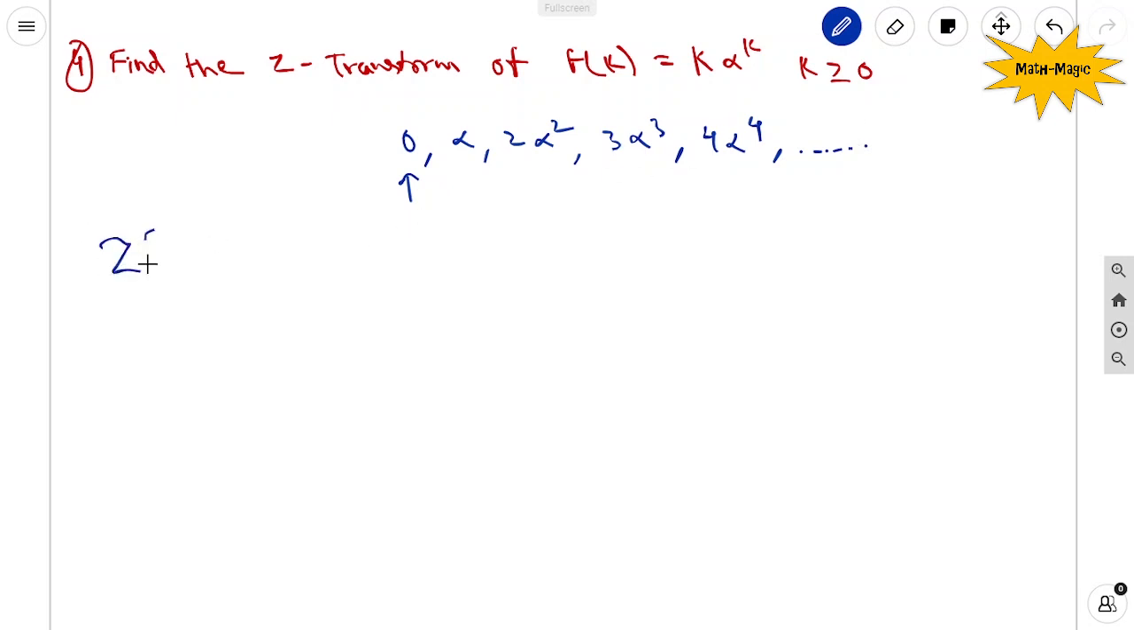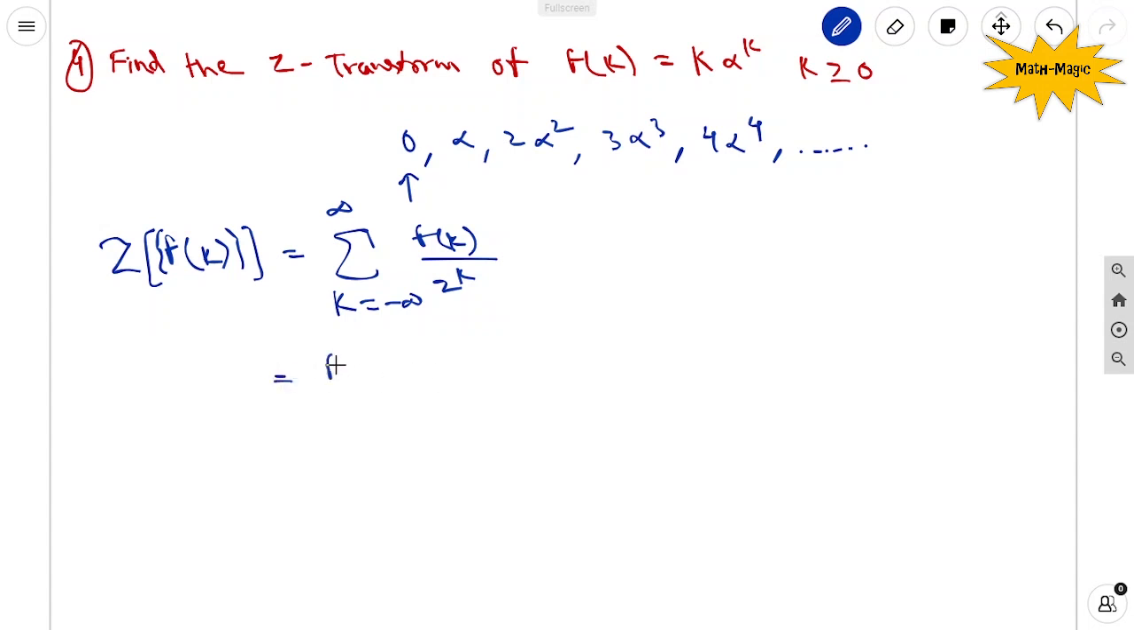We have to find the z transform of the sequence f of k. So the z transform of sequence f of k is given by the summation of k equals minus infinity to plus infinity of f of k upon z raised to k. So now this is equal to f of 0. We are not talking about negative integers, just because the sequence f of k is defined for k greater than or equal to 0. So we are going to have f of 0 plus f of 1 upon z plus f of 2 upon z square plus f of 3 upon z cube plus and so on.